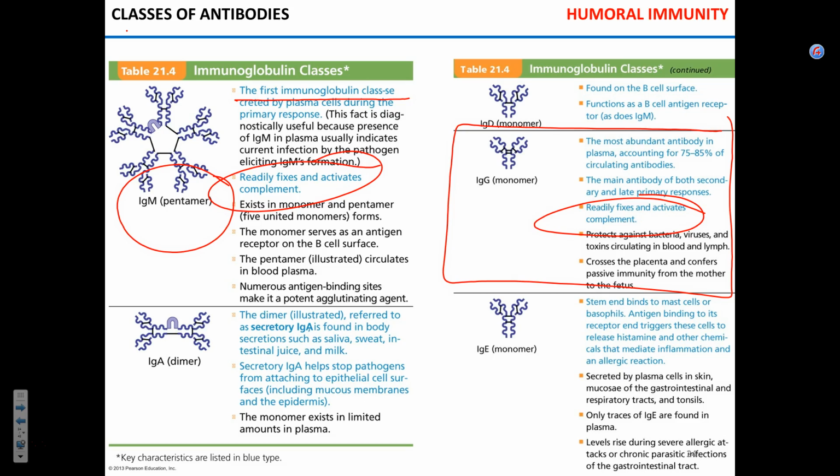IgA, sometimes called secretory. It's a dimer found in the mucous membranes. Okay. Also in all secretions such as tears or saliva or breast milk. IgA is the key component that protects newborns during breastfeeding. That makes sense? It's actually really, really important.